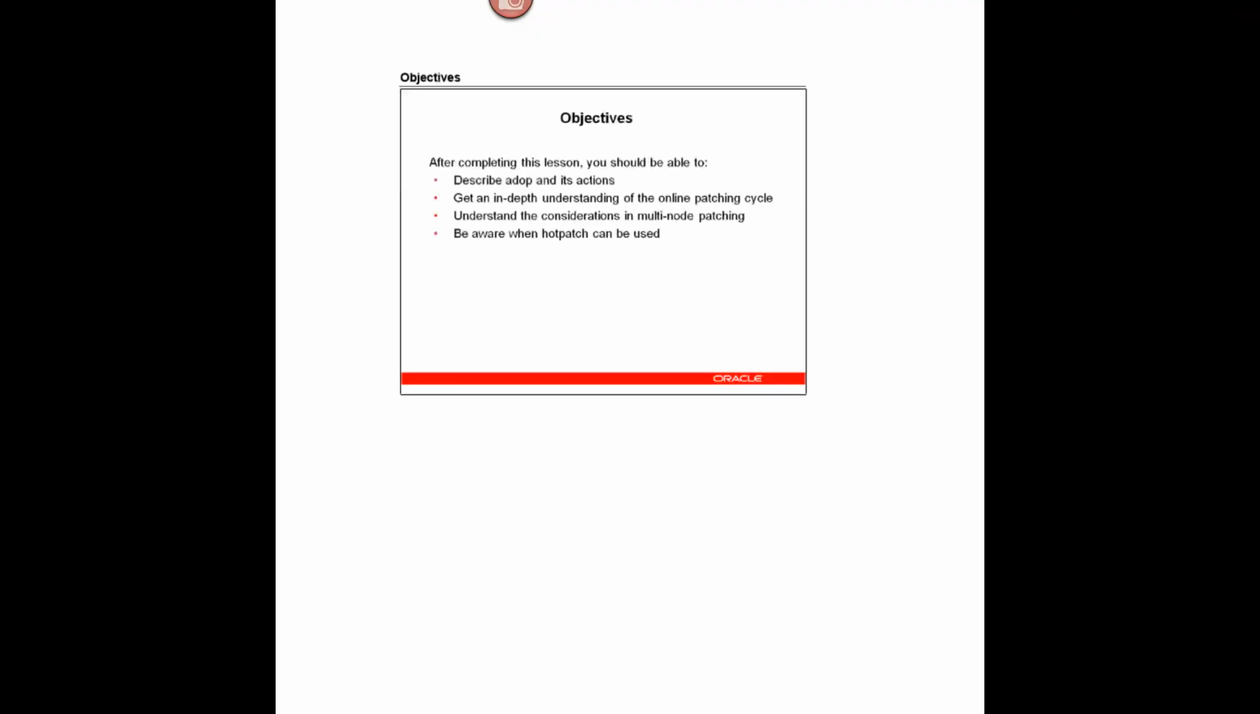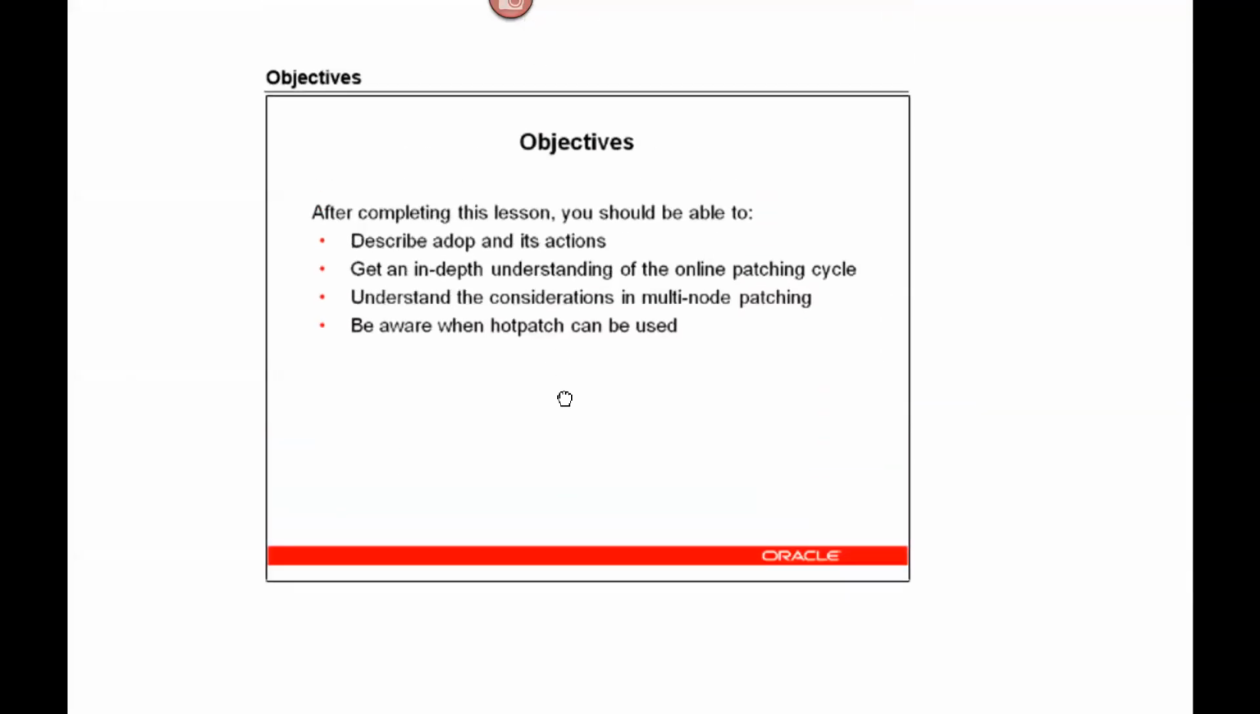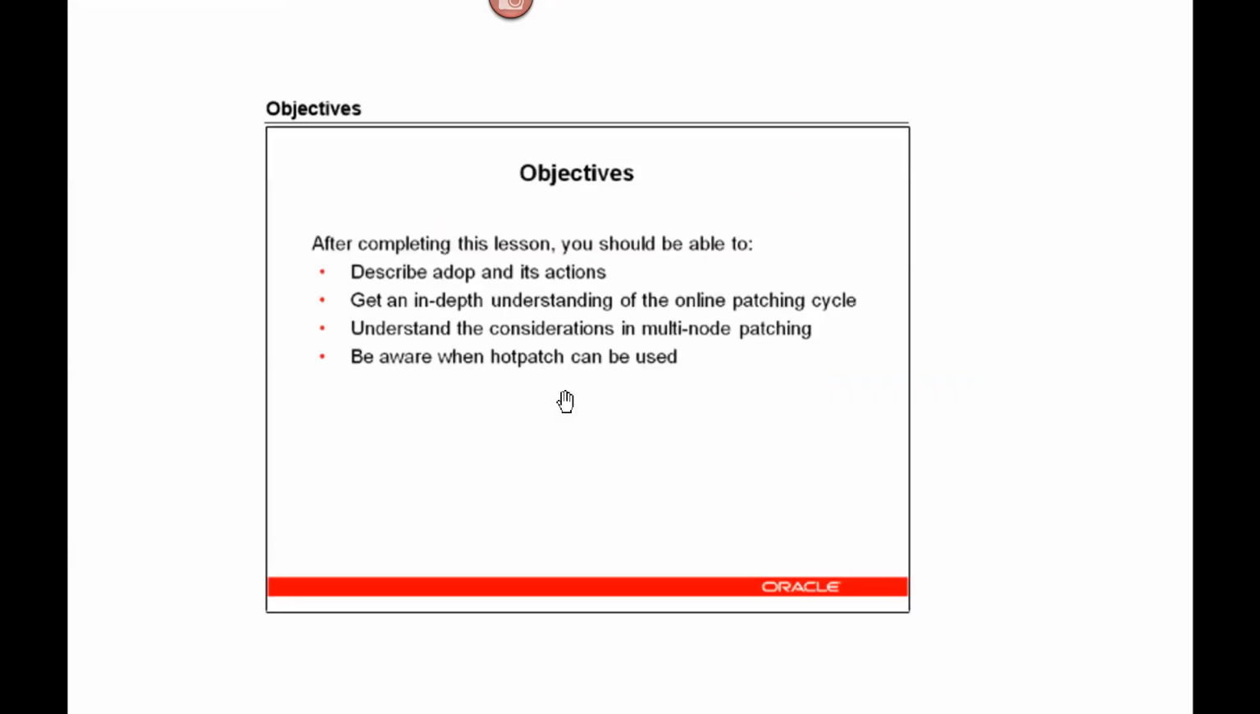So how to use this ADOP cycle? In this topic, we'll see ADOP and its actions. We will get an in-depth understanding of the online patching cycle, understand the considerations in multi-node patching, how to do multi-node, and beware when hot patch can be used. So actually, when you are going from 12.2 to 12.2.10, you're going to touch all this hot patch, so hot patching and keeping the application down and applying the patch in the run file system.